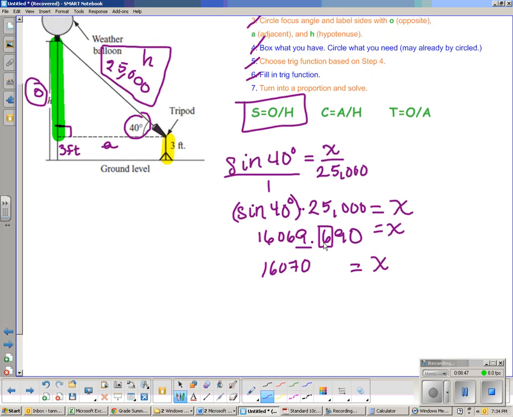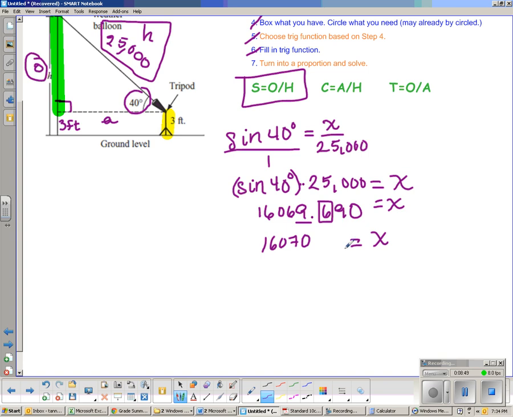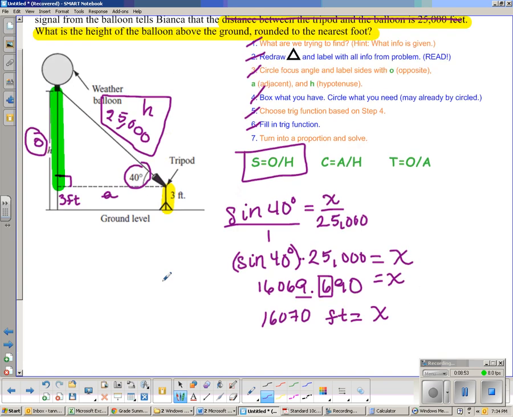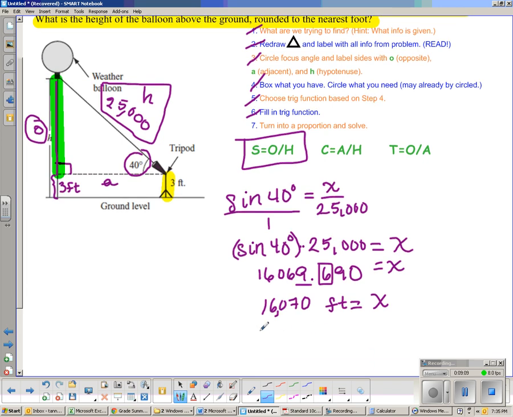And what are the units? Feet. Okay. Now, am I done with this problem? I have definitely found x. X is equal to 16,070. But remember, x only represents this portion of the right triangle that I was dealing with. It does not include the 3 feet that is also included in the height. So I'm going to go ahead and add the 3 feet right now.